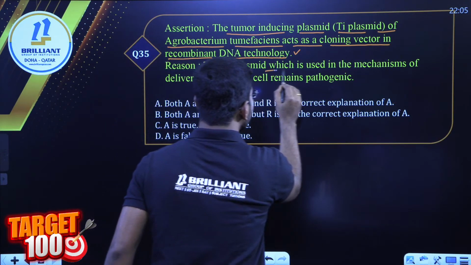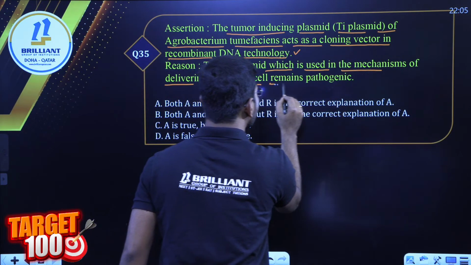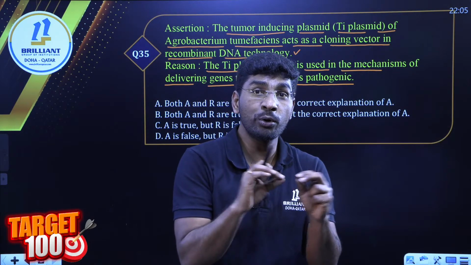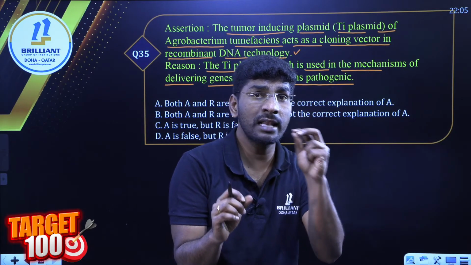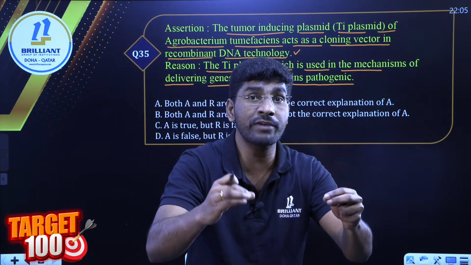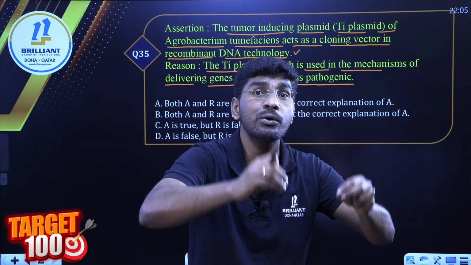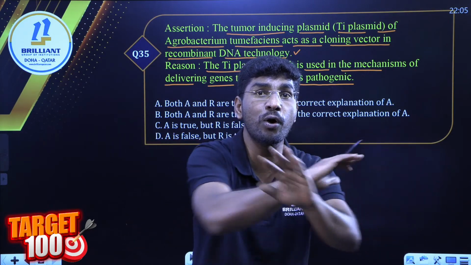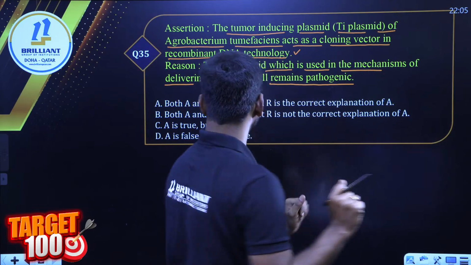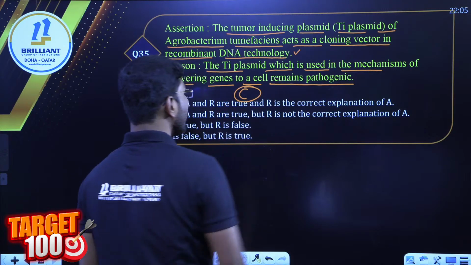Reason: the Ti plasmid which is used in the mechanism of delivering gene to cell remains pathogenic. Open the NCERT. Look at the line, what is given. The line is given: Agrobacterium is now modified to deliver the gene into the cell without causing any disease, no more pathogenic. Very good, absolutely. So the answer I can write: assertion correct and reason is false, option C.